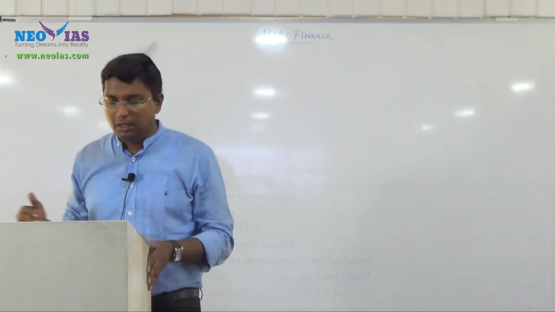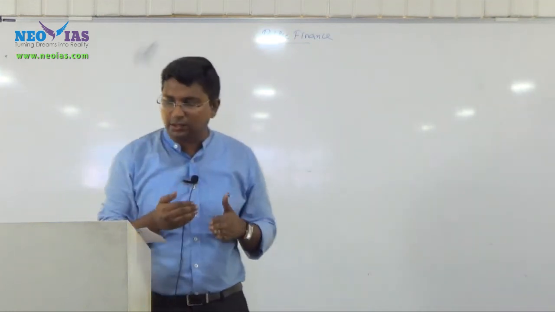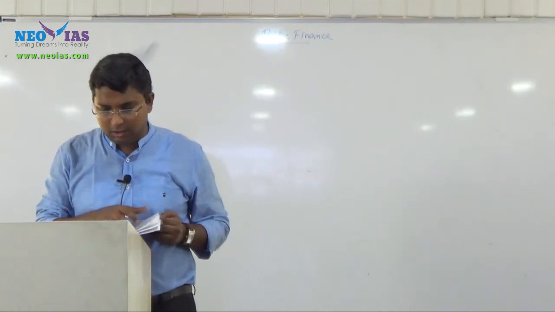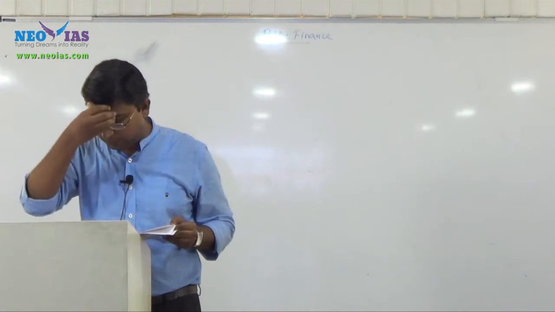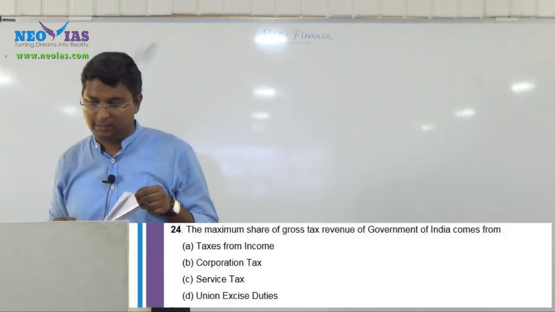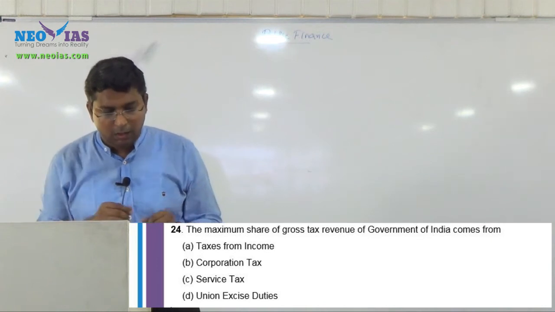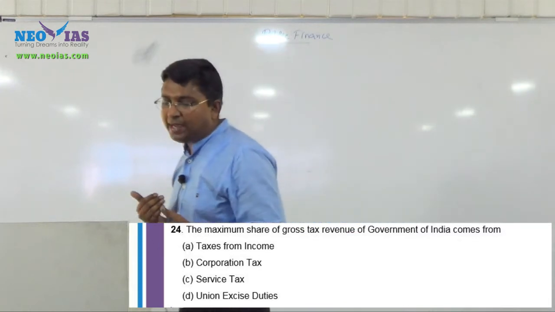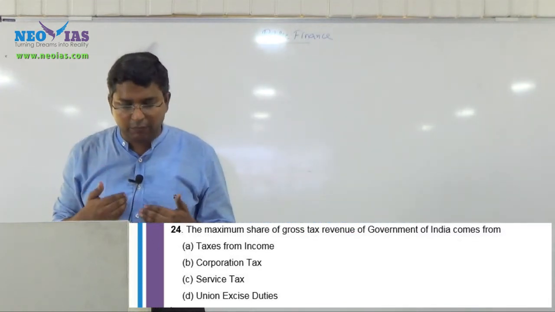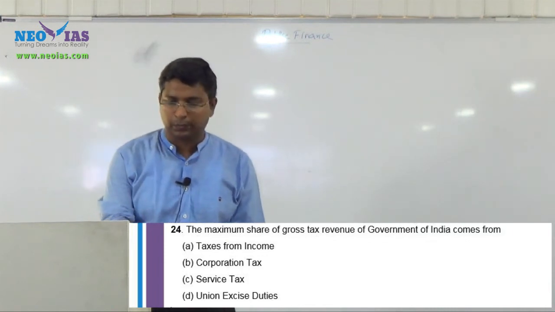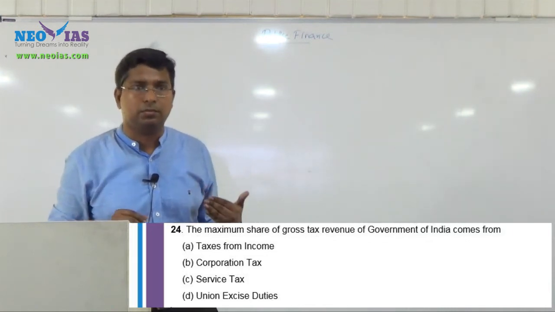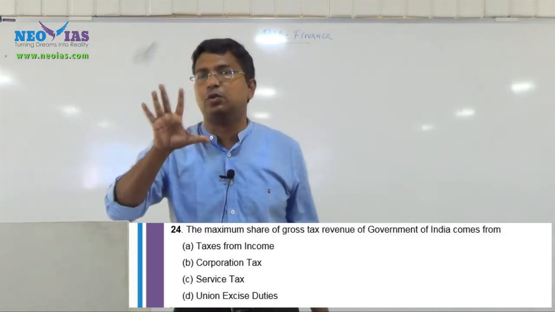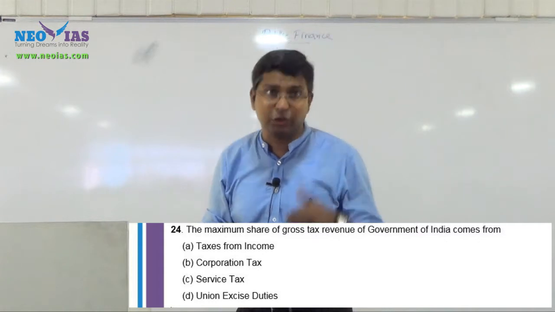Now similar to that, again related to types of taxation, if you see question number 24, it's related. Again you need to be very clear with that. The maximum share of gross tax revenue of the Government of India comes from. We already discussed, but be very clear with it. 5 taxes are very important for the Union government.